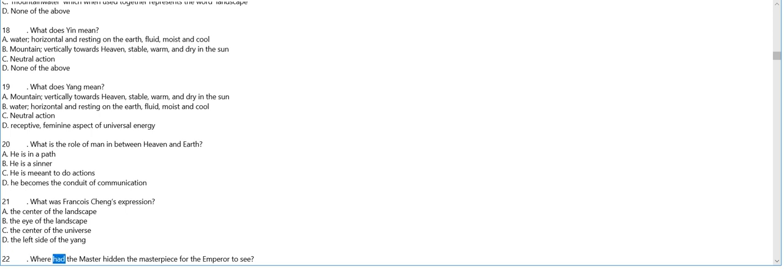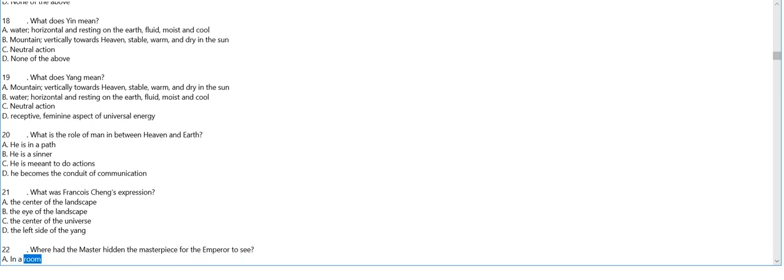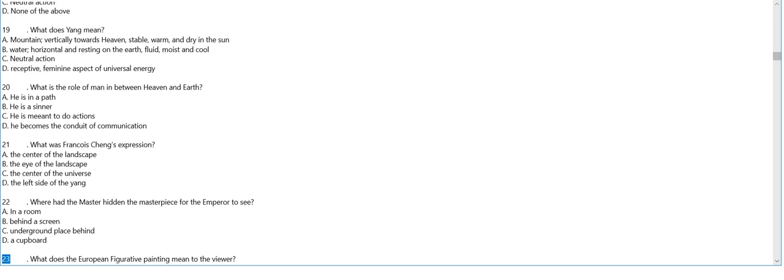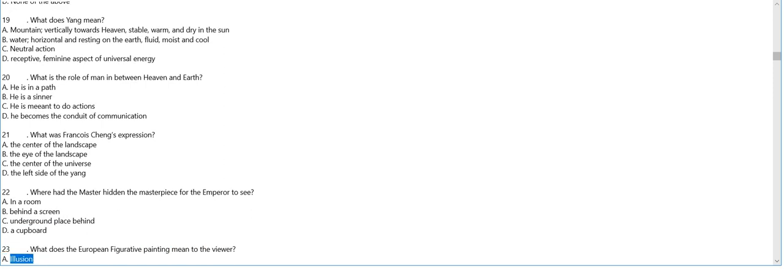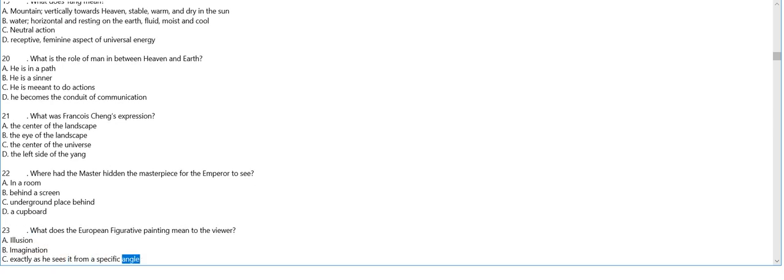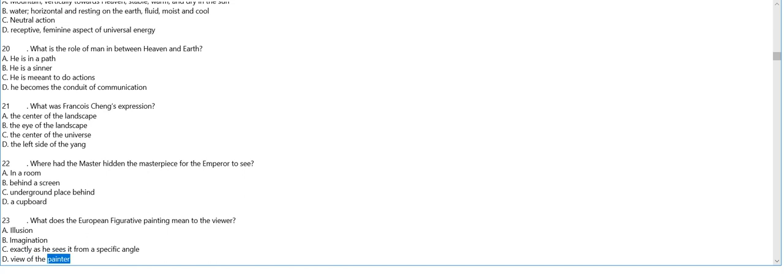22. Where had the master hidden the masterpiece for the emperor to see? A. In a room. B. Behind a screen. C. Underground place behind. D. A cupboard. 23. What does the European figurative painting mean to the viewer? A. Illusion. B. Imagination. C. Exactly as he sees it from a specific angle. D. View of the painter.